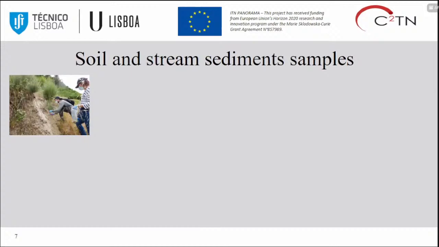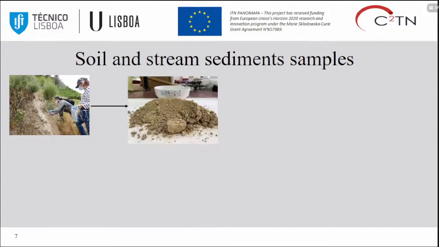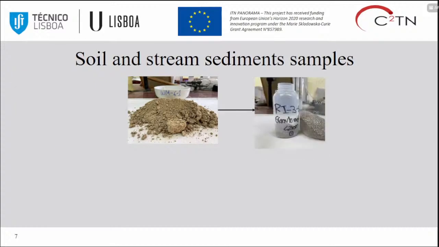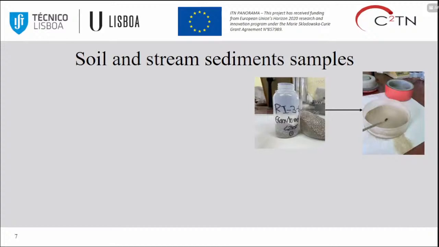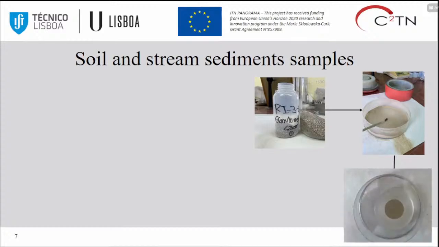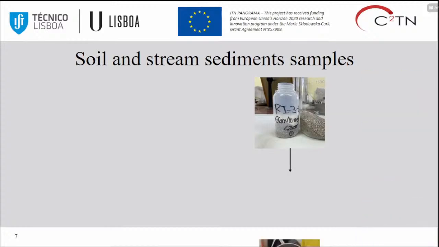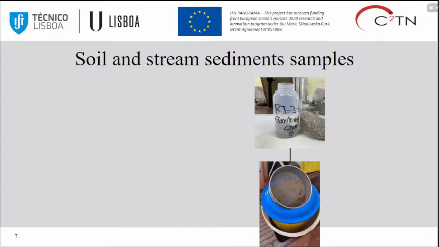Regarding the soil and street sediment methodology, we collected 1.5 kilograms between 10 and 20 centimeters deep. After this, we put it in the oven at 30 degrees and we separate the fraction less than 2 millimeters. With this size fraction, less than 2 millimeters, we use one part for XRD for the mineralogic characterization, and another part we use for the different size fractions.